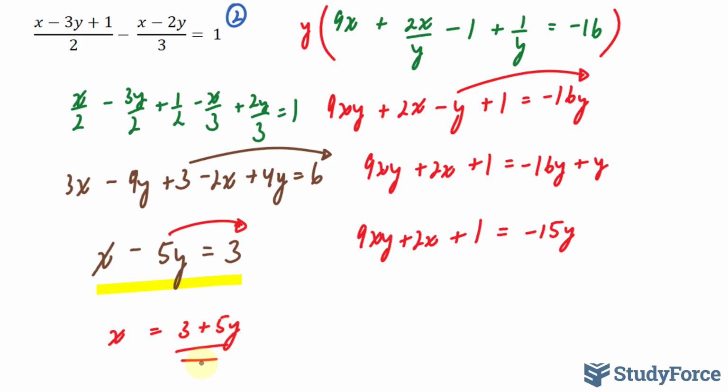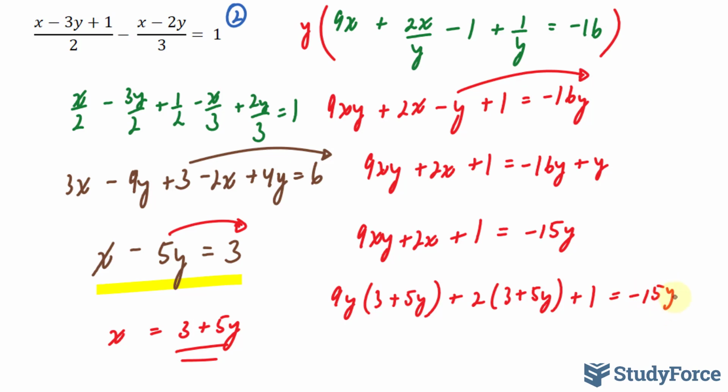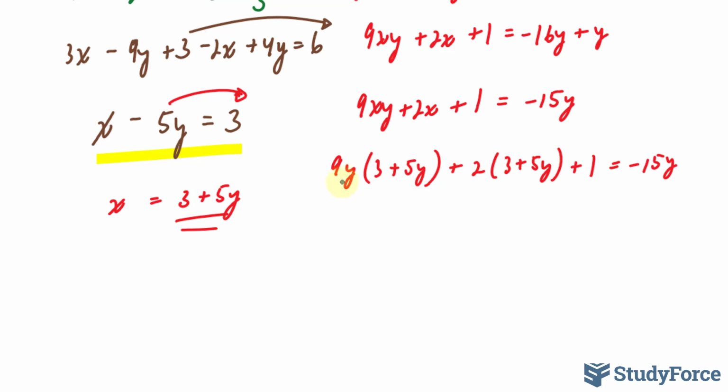And I'll take the content of x and place it into all of the x's that I see in this equation. So I get 9y bracket 3 plus 5y plus 2 times 3 plus 5y plus 1 is equal to negative 15y. This equation now is exclusively in terms of y, and that's exactly what we want. 9y times 3 gives us 27y plus 45y squared plus 6 plus 10y plus 1 is equal to negative 15y.